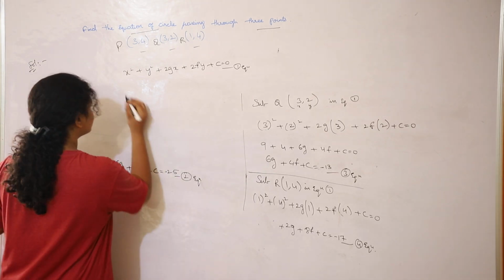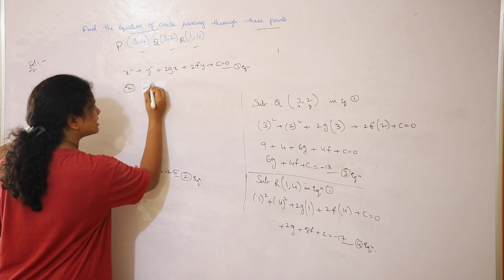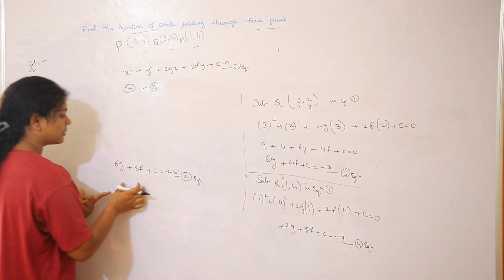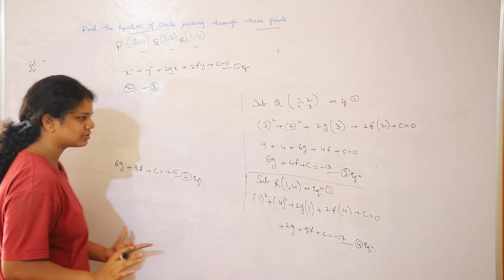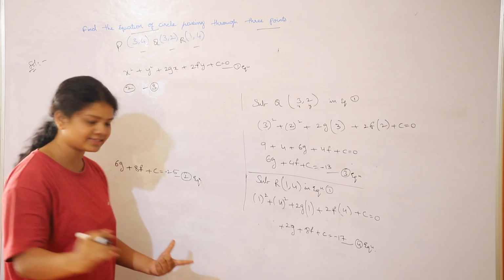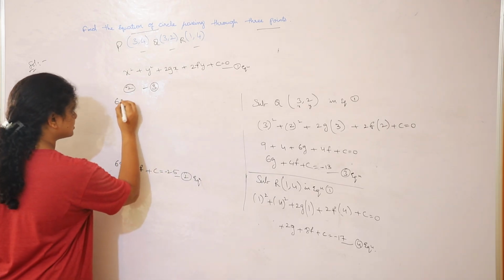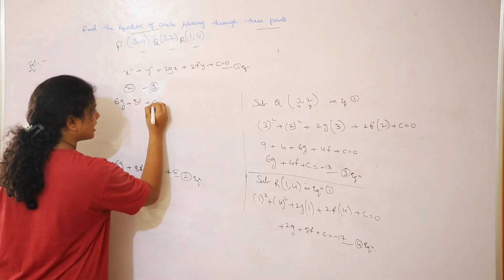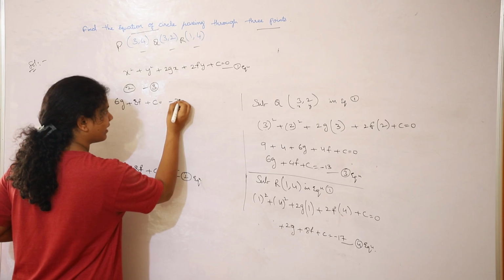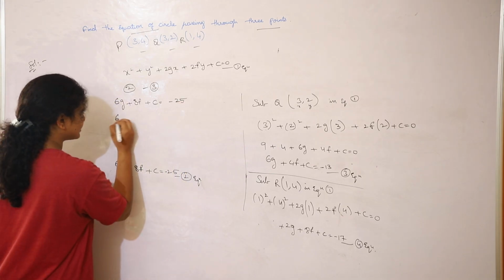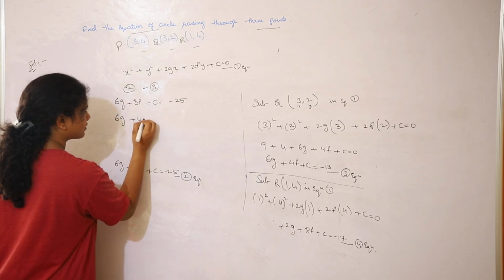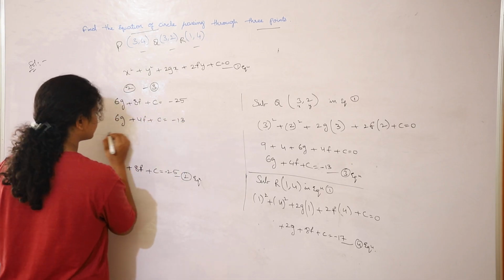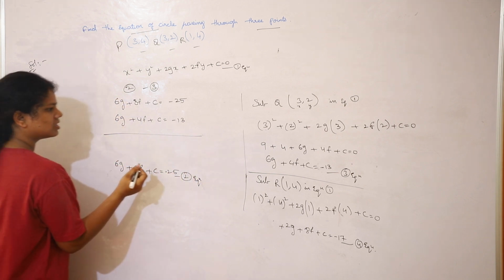Now do equation 2 minus equation 3. This is equation number 2, this is equation number 3. Solve equation 2 minus equation 3. The second equation is 6g plus 8f plus c equals minus 25, and equation 3 is 6g plus 4f plus c equals minus 13, right? So this is the third equation.